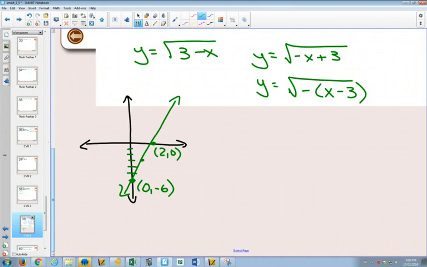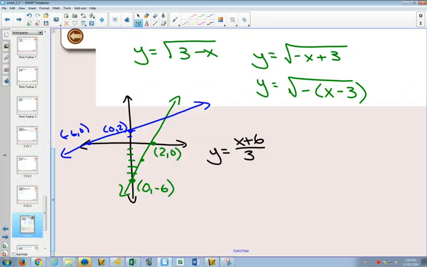So if this does have an inverse, what would we know? We would know that the inverse would have the point (0, 2) and (negative 6, 0). Whoa, that's a pretty line. This is the inverse. What equation did we come up with? We came up with (x plus 6) over 3, but the equation that they gave us was (x minus 6) over 3.